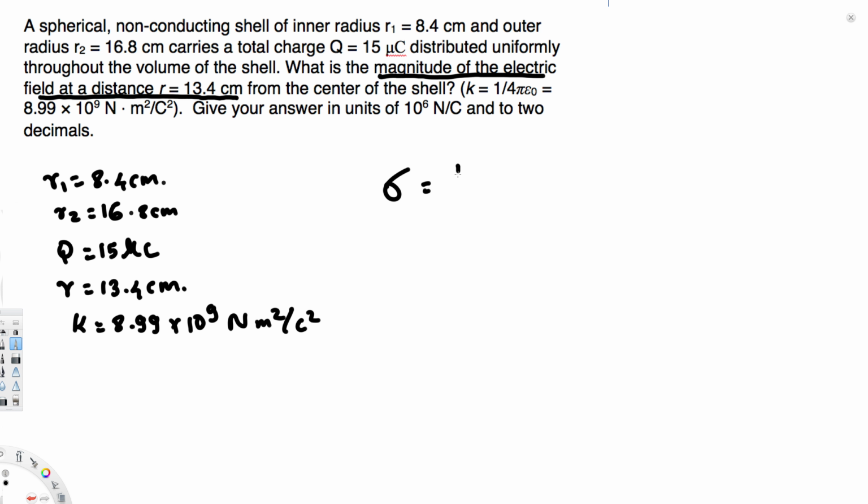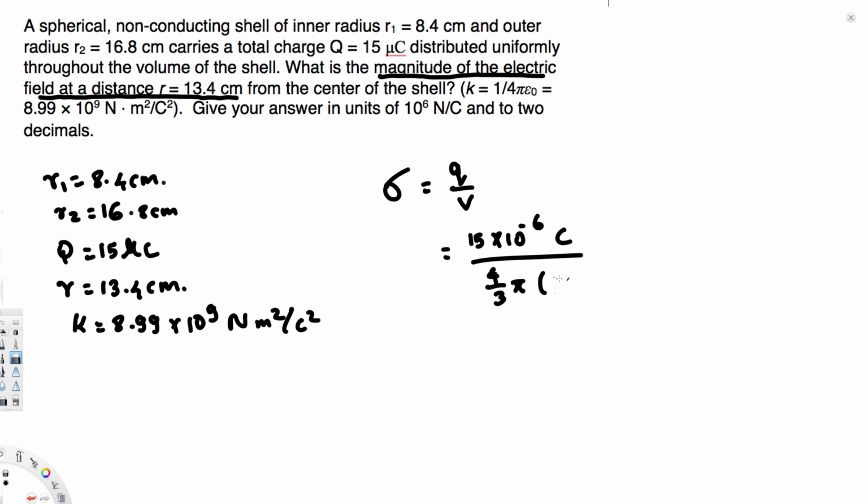Sigma is equal to Q over the volume, right? And Q here is going to be 15 microcoulomb, 15 times 10 to the power minus 6 coulomb, divided by the volume. And since we are dealing with a spherical shape, the volume is going to be 4 by 3 pi r cube, and the inner radius of this shell is 8.4, and the outer radius is 16.8. So the shell volume is going to be just 16.8, but let's put this one in meter.